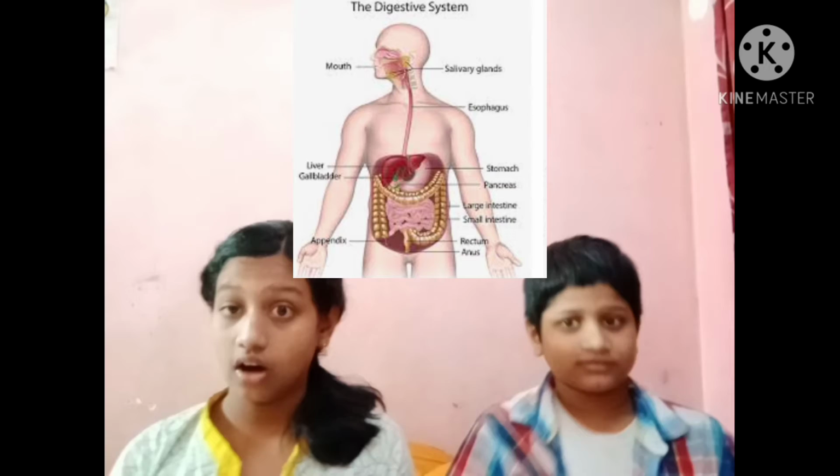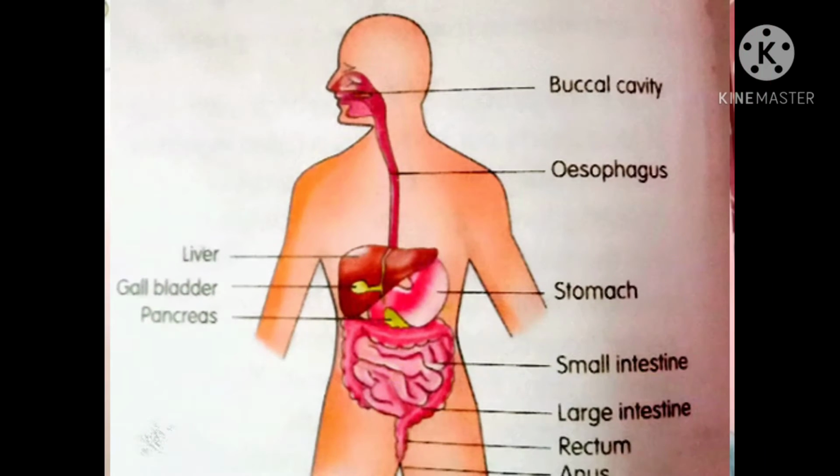Today we will learn about the human digestive system. So let's start. The human digestive system. Digestion in humans takes place in a long tube called the alimentary canal or the digestive tract.